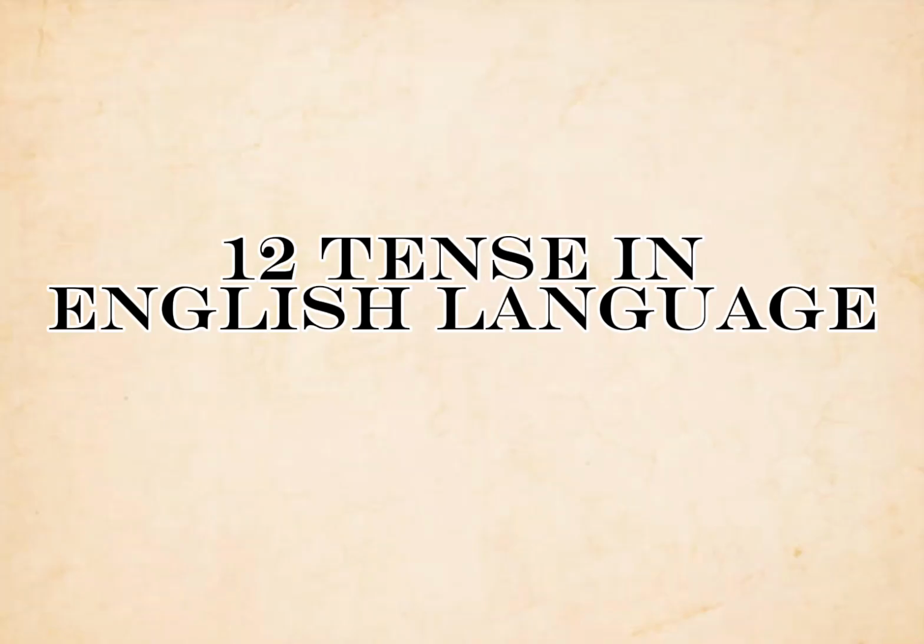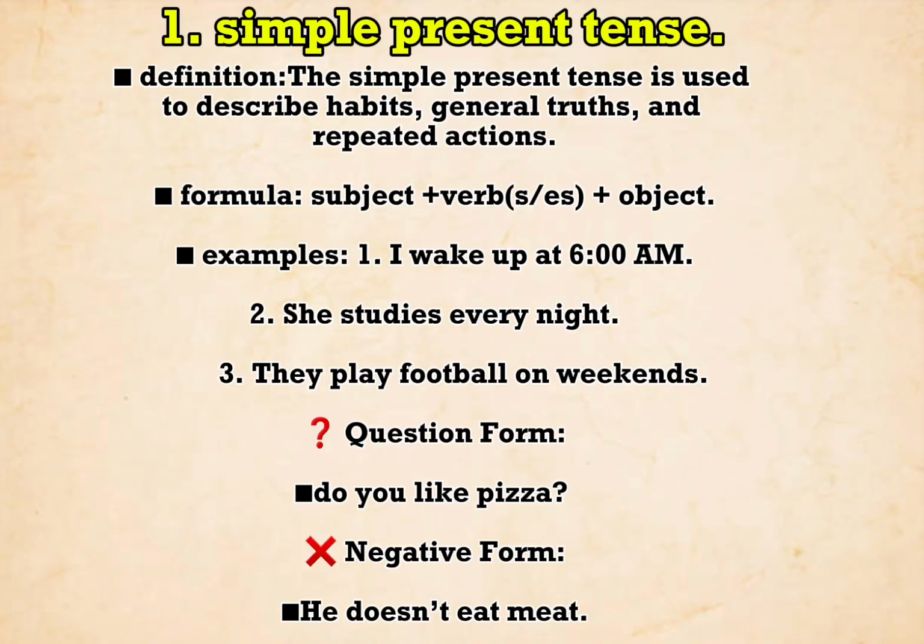12 tenses in English language. 1. Simple present tense. Definition. The simple present tense is used to describe habits, general truths, and repeated actions. Formula: subject + verb + s/es + object. Examples: 1. I wake up at 6 a.m.